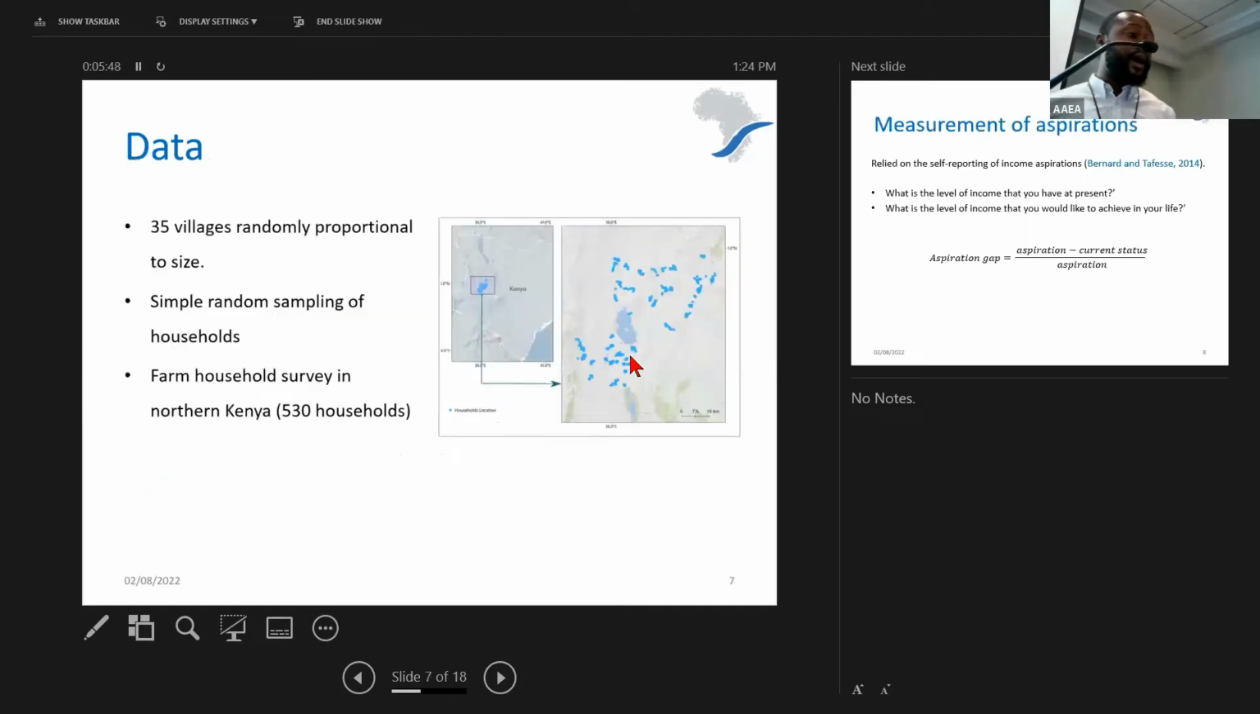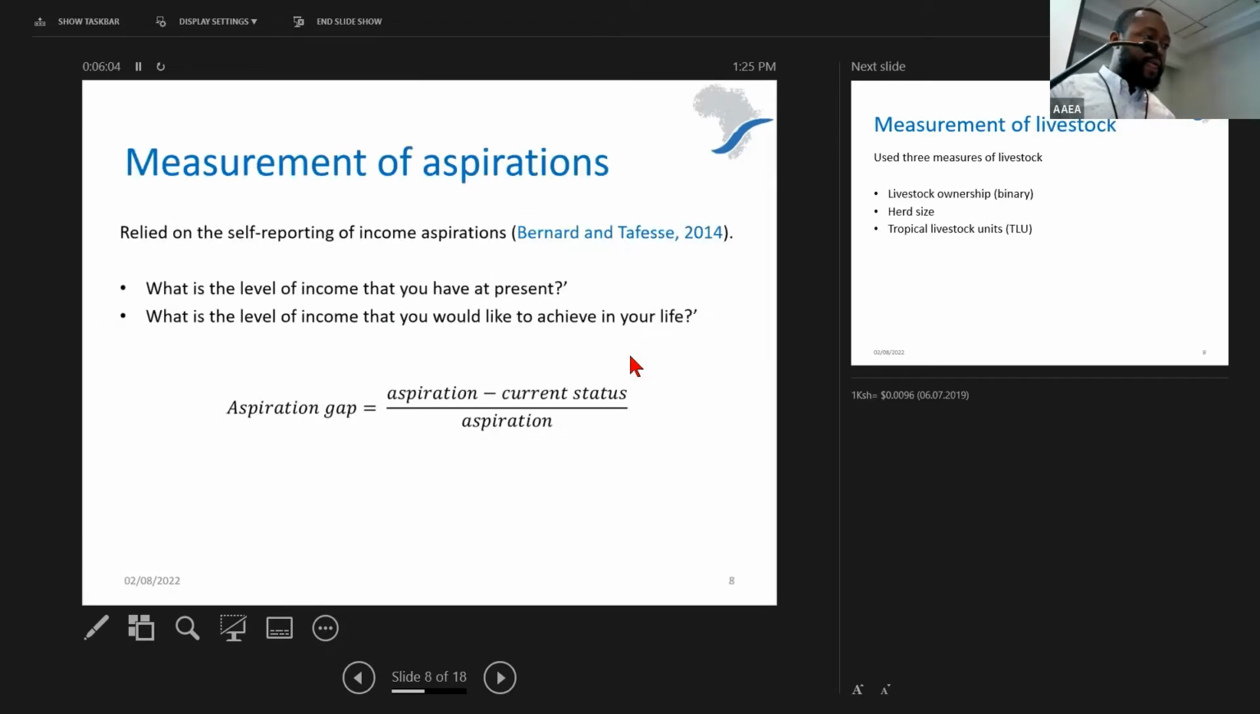So for our data, this was data I collected in 2019 in 35 villages in Kenya, where I used a probability proportional to size sampling framework, multi-stage, selecting households directly. And for the measurement of aspirations, we relied on the Bernard and Taffesse framework, which is a well-tested framework for measuring aspirations. I didn't represent all the questions here, but they normally have 5 questions, where they also do this thing of anchoring.